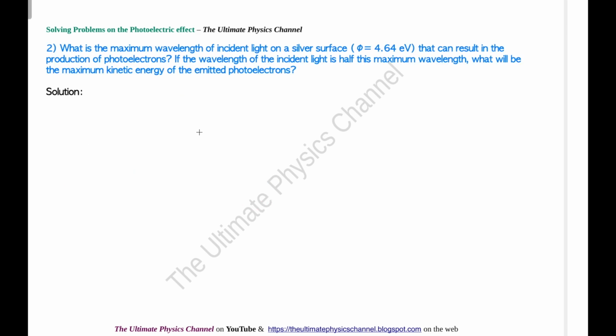The second problem: what is the maximum wavelength of incident light on a silver surface whose work function is given to be phi equal to 4.64 eV, that can result in the production of photoelectrons? If the wavelength of the incident light is half this maximum wavelength, what will be the maximum kinetic energy of the emitted photoelectrons? So lambda max has to be calculated.